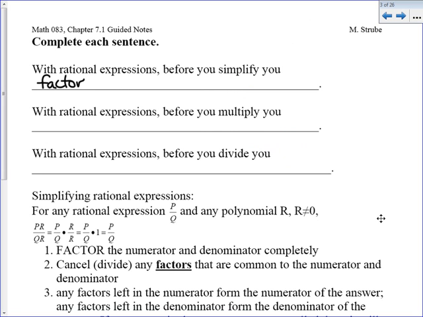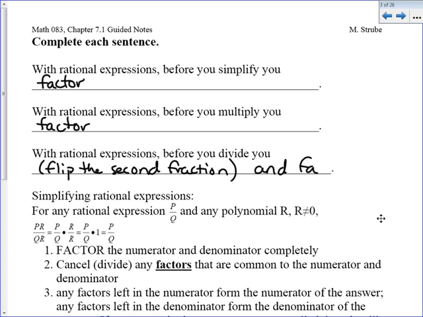With rational expressions, before you multiply, you factor. And with rational expressions, before you divide, you flip the second fraction. We're dividing fractions. And then what do you think you do? And factor. This is why I said factoring doesn't go away. All of Unit 2 is built on factoring.